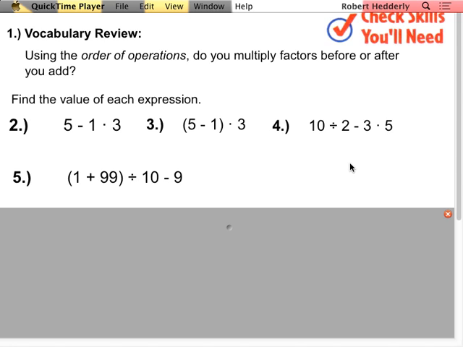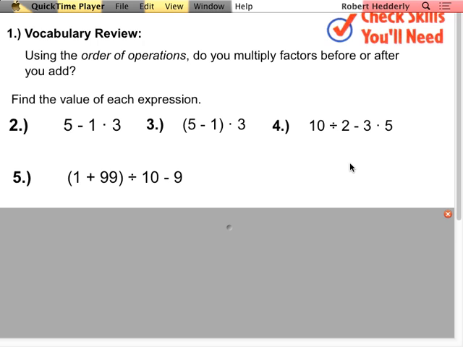You multiply before adding. Right, so using the order of operations, do you multiply factors before or after you add? That comes from the order of operations. Please excuse my dear Aunt Sally. We're going to review that today. And the book kind of explains it similar to the way I explained to you earlier this year.